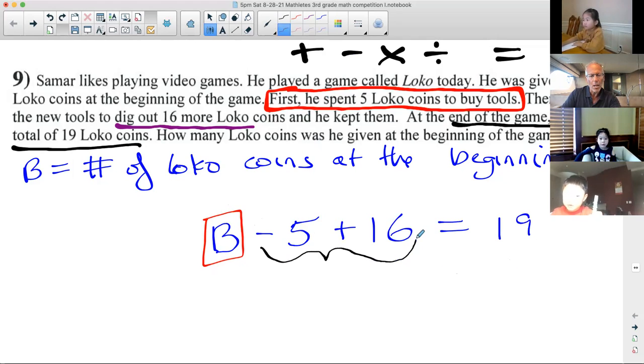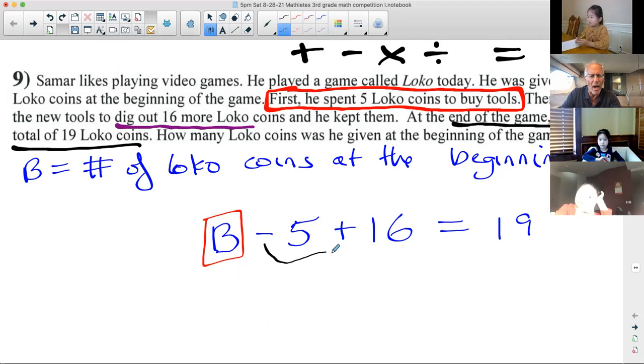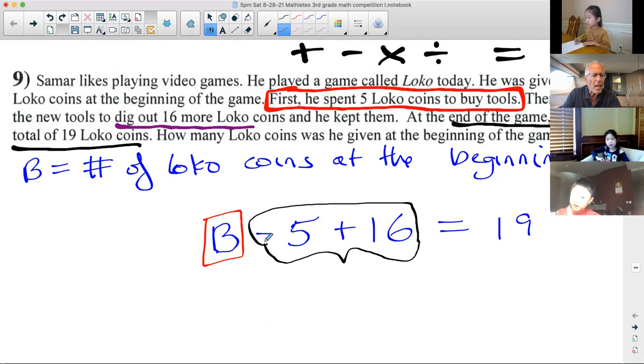What do you mean do first? So we have to find out what B is. I need something to do here. Eleanor, what are you thinking about? 16 minus 5. Ooh, Jason, what do you think about 16 minus 5? Do you like that idea? And guys, everybody, what is 16 minus 5?